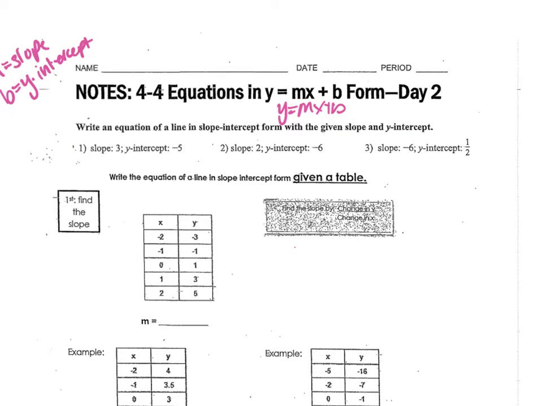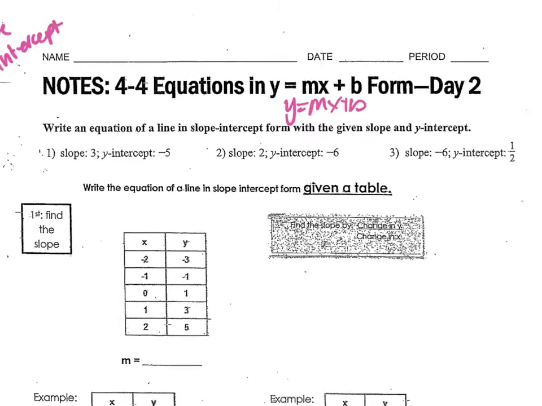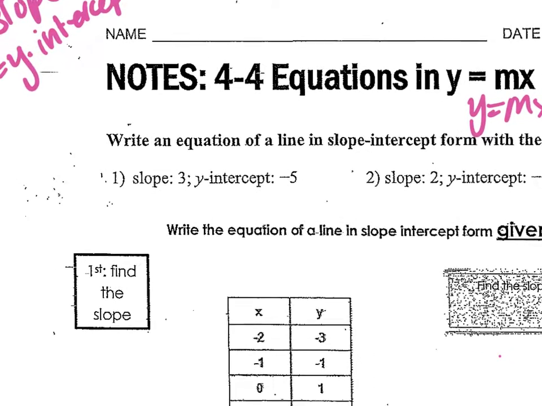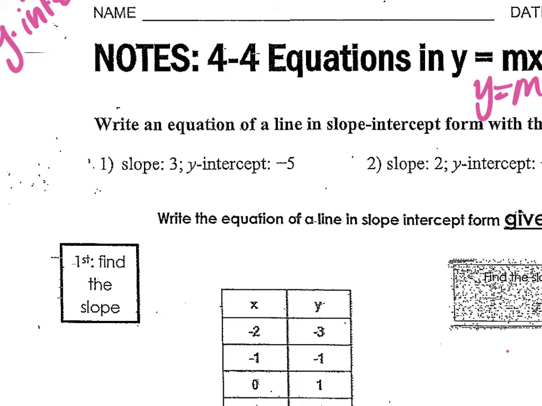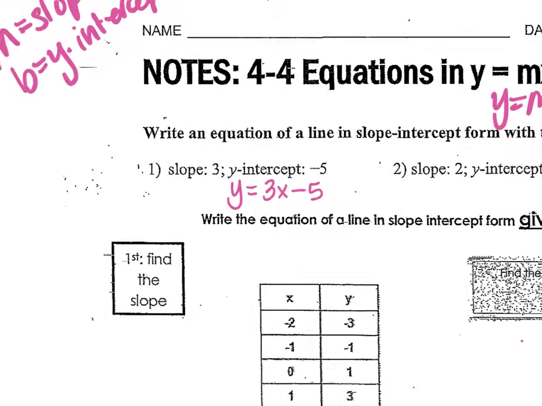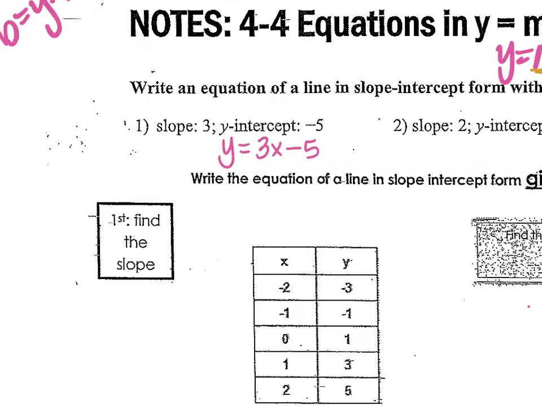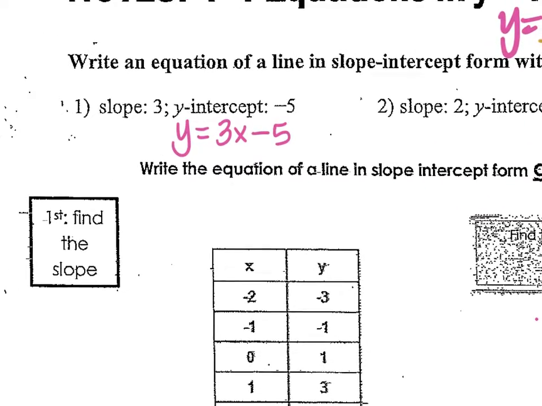So on 1 through 3, we're going to write an equation of the line in slope-intercept form given what they have given us. So these are the pretty easy ones. If my slope is 3 and my y-intercept is -5, I want to write y equals 3x minus 5. I'm just plugging that information in for the m and for the b. Okay, you could put plus -5, but you're going to see it like that right now.